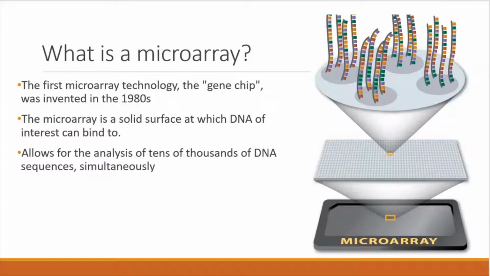The microarray is a solid surface to which DNA of interest can bind, so it's a physical chip, and it allows for the analysis of tens of thousands of DNA sequences simultaneously. And the main purpose of a microarray is to analyze genetic mutations.